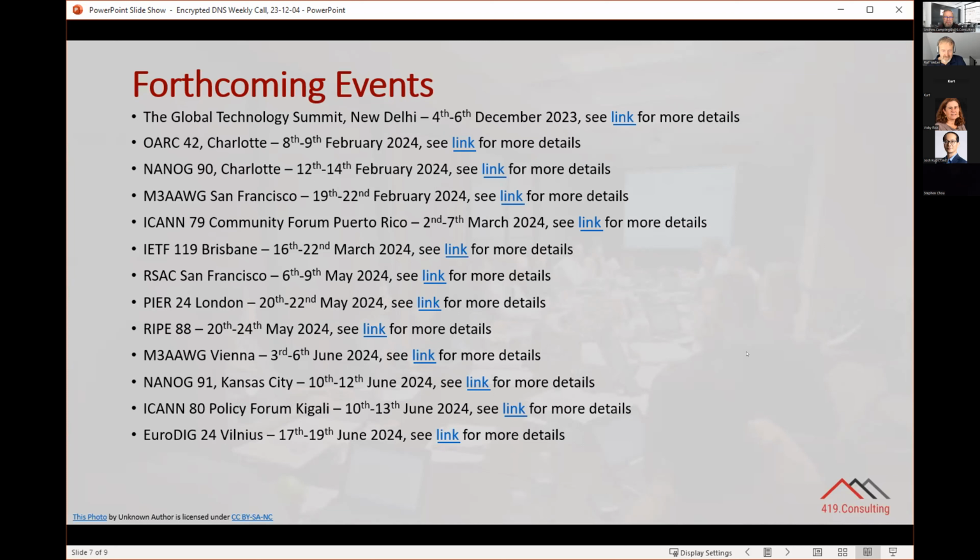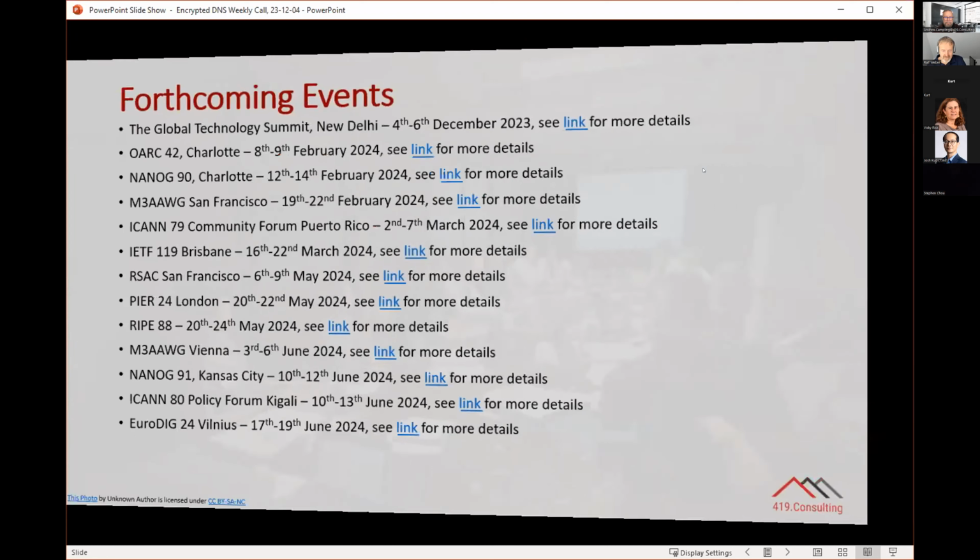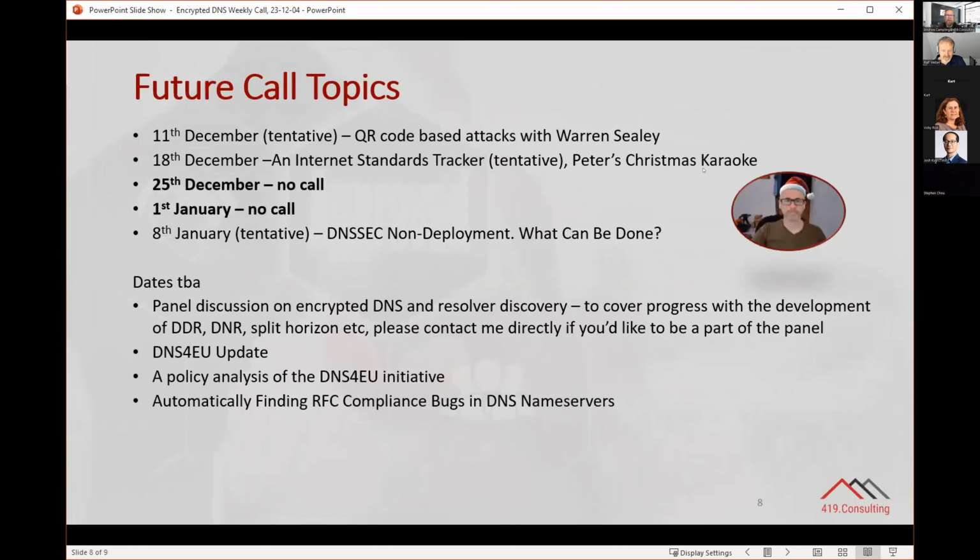But as I say, after the event this Monday through Wednesday, there's a gap through to the start of February. Registration has opened, by the way, for OARC 42, I think in the last few days. And I think IETF 119 in Brisbane, registration is due to open this week at some point. So that should be opening shortly.